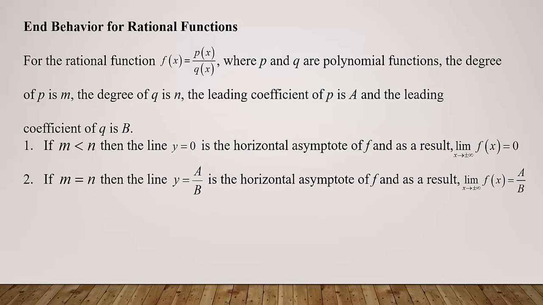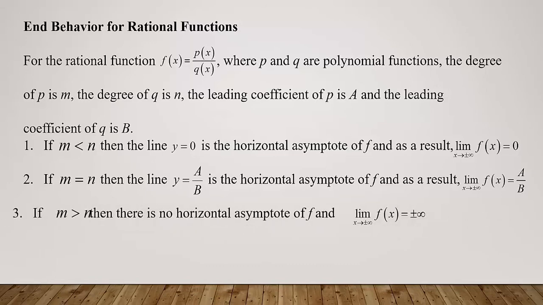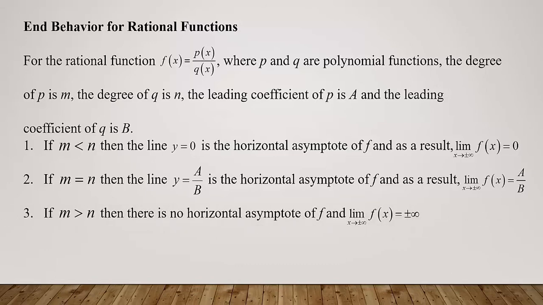We know that the limit as x heads to infinity or negative infinity of f of x would be a over b. So the only situation that's left is, what if the degree of the numerator is larger than the degree of the denominator? Well, when that happens, there is no horizontal asymptote for the graph of f of x. And the limit as x heads off to positive or negative infinity of f of x is going to be positive or negative infinity.